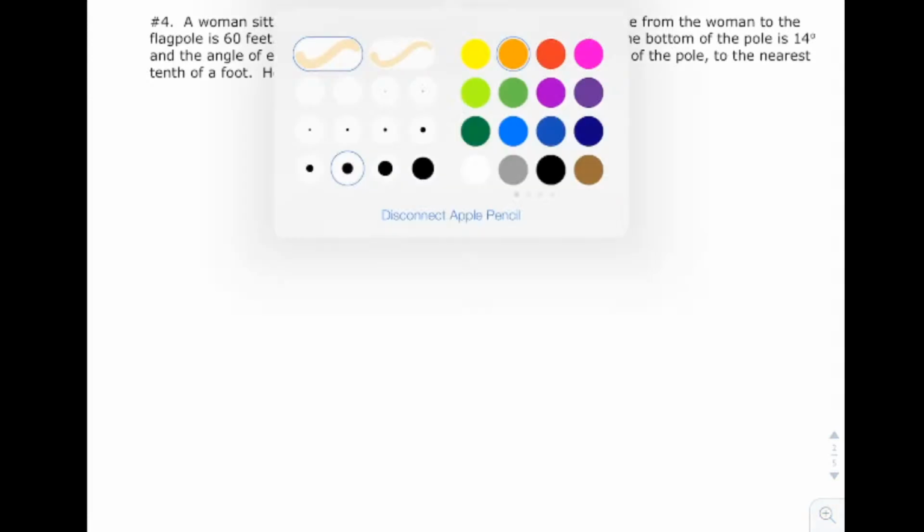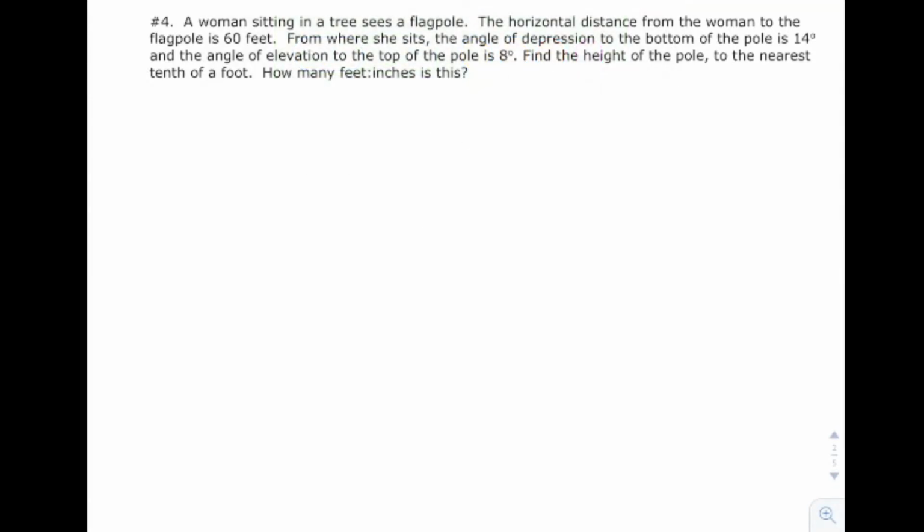What do we got here? It's a slightly bigger problem. It's got 4 lines to it. A woman is sitting in a tree and she sees a flagpole. The horizontal distance from the woman to the flagpole is 60 feet. And where she's sitting, has an angle of depression, which means she looks down to the bottom of the pole, 14 degrees, and an angle of elevation, which means she looks up to the top of the pole, is 8 degrees. Find how tall the pole is.